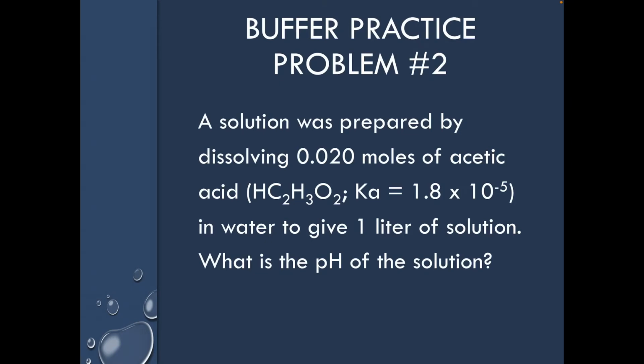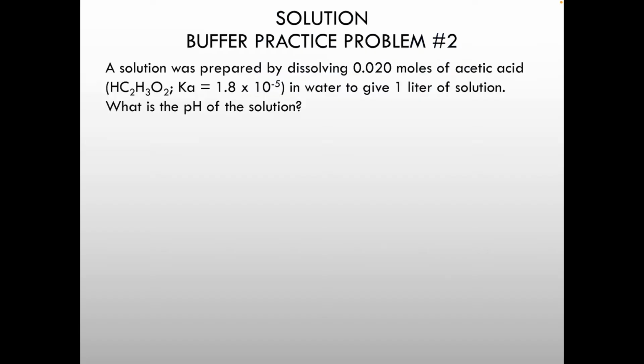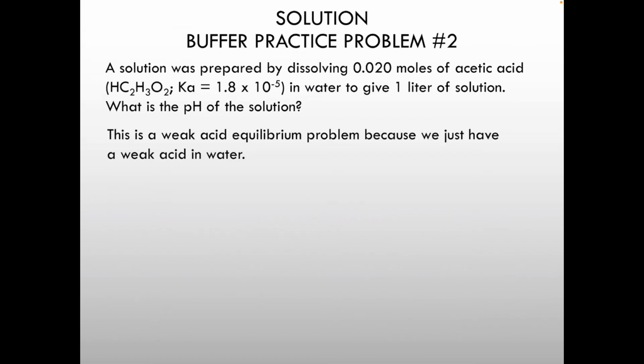So this is a solution prepared by dissolving 0.2 moles of acetic acid in water to give 1 liter of solution. And I want to know what's the pH. Okay, so looking at this, we do not have a buffer. All we have is acetic acid in water. We've seen that problem before. That is a weak acid equilibrium.